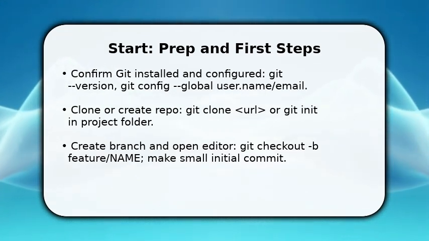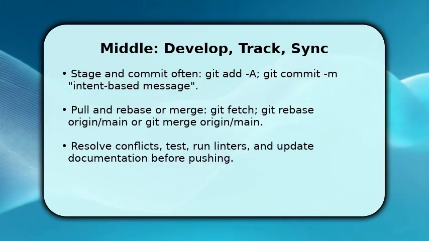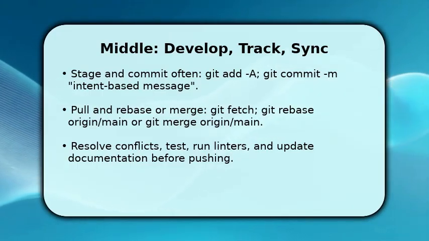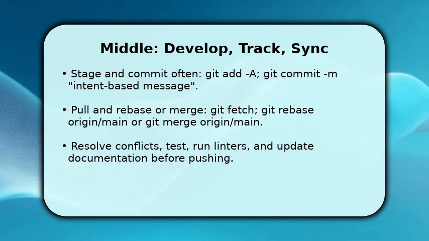Once your branch exists, work iteratively. Make small changes, run tests and linters, then stage and commit frequently so each logical step is recorded.